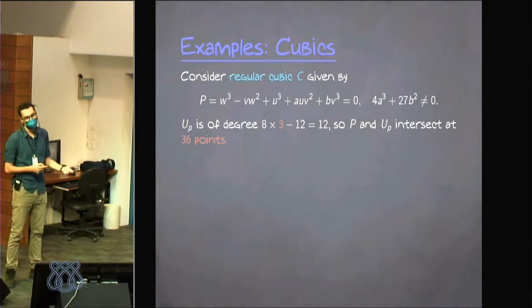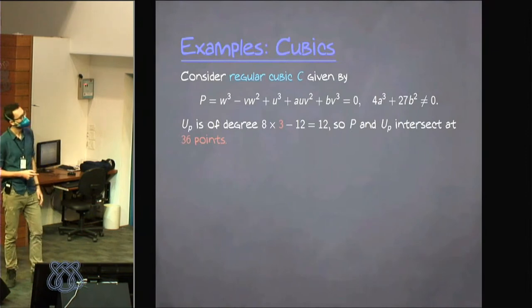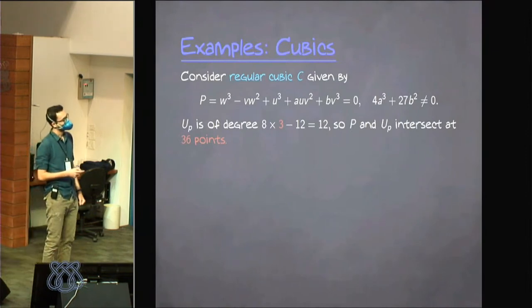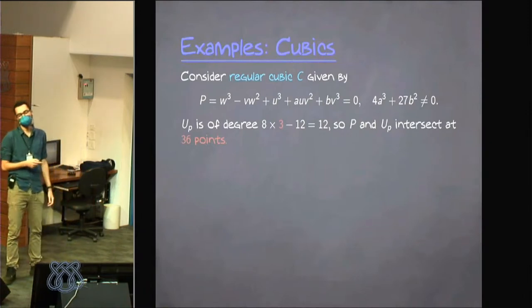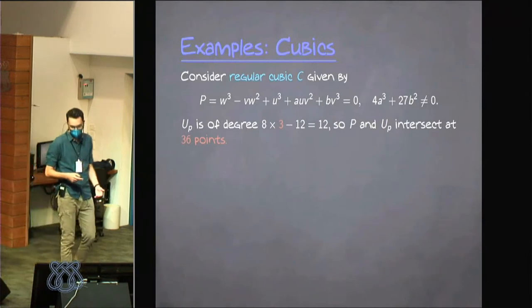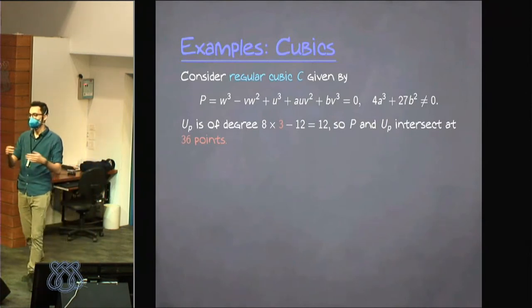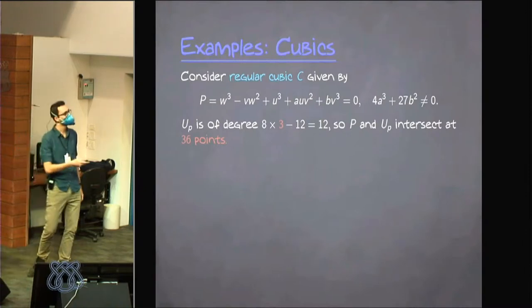The degree is 8b minus 12. So 8 times 3 minus 12 is 12. So, P and U intersect at 36 points. Okay? But remember, we need to eliminate the lines that don't contribute to butterfly umbilical points.